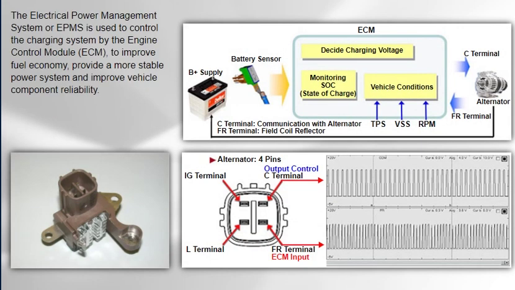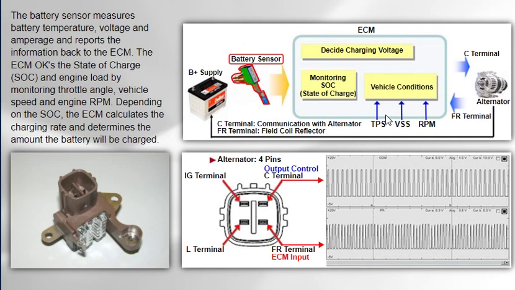The Electrical Power Management System, or EPMS, is used to control the charging system by the Engine Control Module, ECM, to improve fuel economy, provide a more stable power system, and improve vehicle component reliability. The battery sensor measures battery temperature, voltage, and amperage, and reports the information back to the ECM. The ECM monitors the state of charge, or SOC, and engine load by monitoring throttle angle, vehicle speed, and engine RPM.